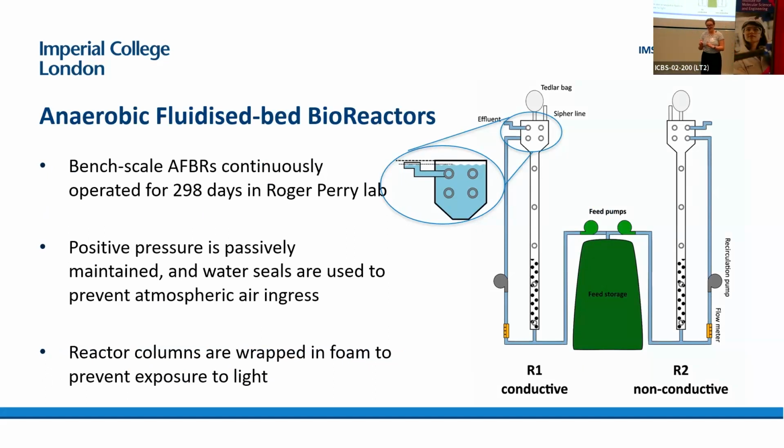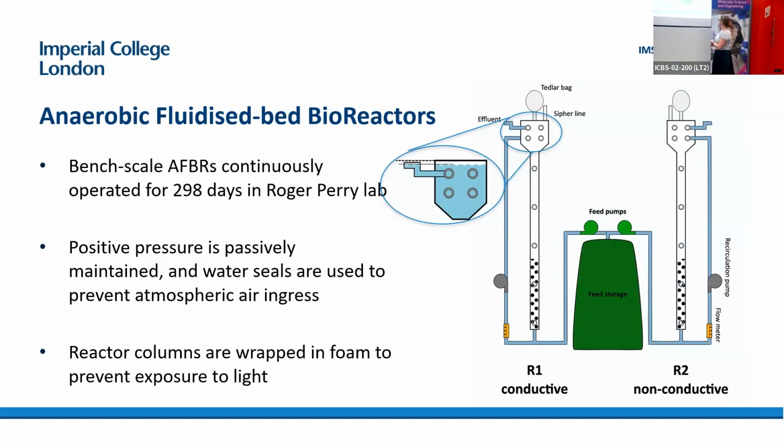I've included a few details here which are more of a sanity check and which I'm hoping will answer some questions. We've got positive pressure passively maintained, which means if there are any gas leaks, it will be the biogas leaking out rather than atmospheric air leaking in. Additionally, we're using water seals on the effluent and the gas collection lines to ensure that, again, there are no leaks. The reactor columns themselves, these long bits here, are made of clear acrylic so that we can monitor the fluidized beads inside. To prevent light ingress, they are fully wrapped in blue foam, so again, there's no light. This will be relevant later.